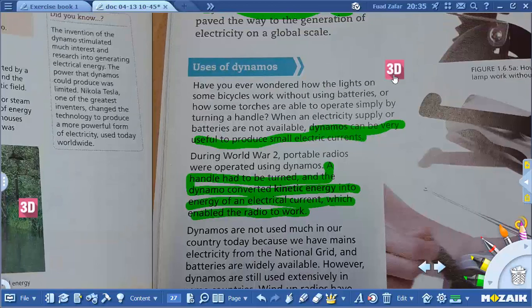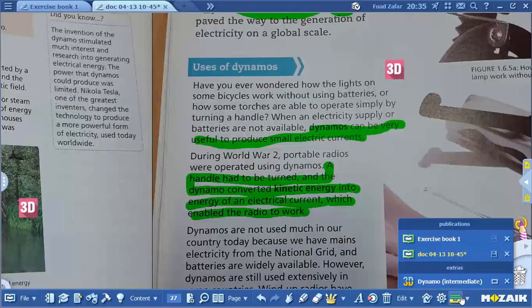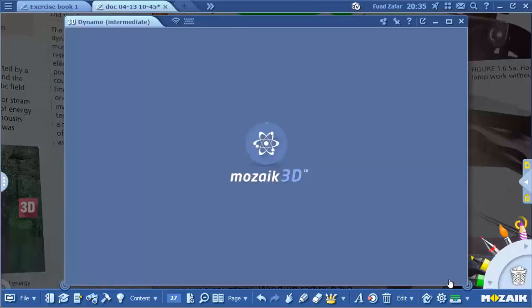Okay, let me show you how a dynamo actually works. Take a bit of time. Come on. Let me get back to it. Okay, it's opening.